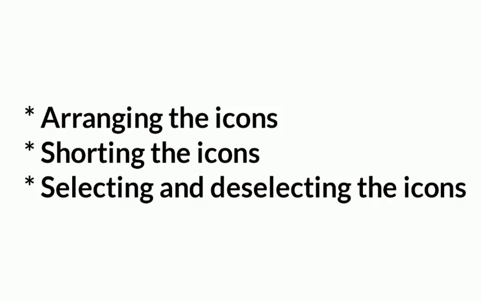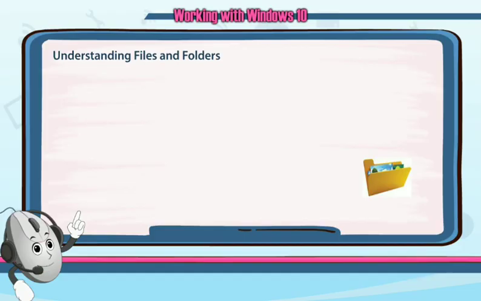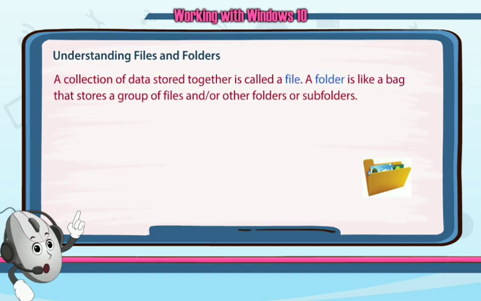So, today we are going to learn about understanding files and folders. Let's start to learn about file. A collection of data stored together is called a file. For example, you are making a file in Paint. You are saving your file in a folder. A folder is like a bag that stores a group of files and or other folders or subfolders.